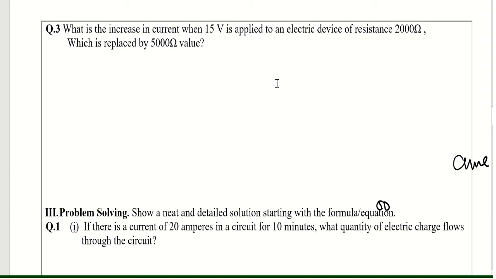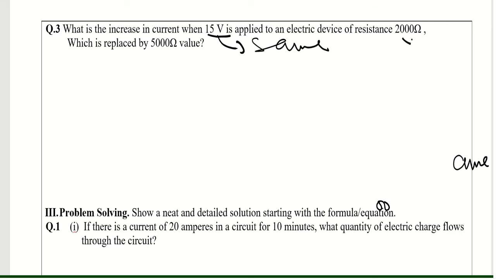So now in question number 3: what is the increase in current when 15 volt is applied to an electric device of resistance 2000 ohm when it is replaced by 5000 ohm? So you have to find the current increment. In these two cases there are two values, and the same source. So this source is the same in both the cases.